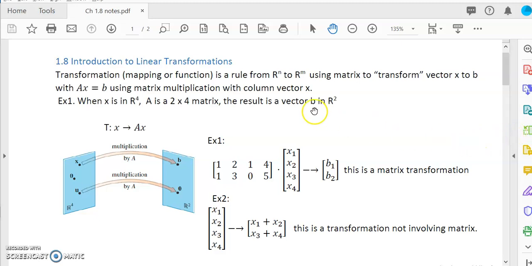What is a transformation? Maybe you have learned about transformation when you do graphing, like how you move the graph left and right and up and down, all those, but this is different. Linear transformation is analogous to a function.